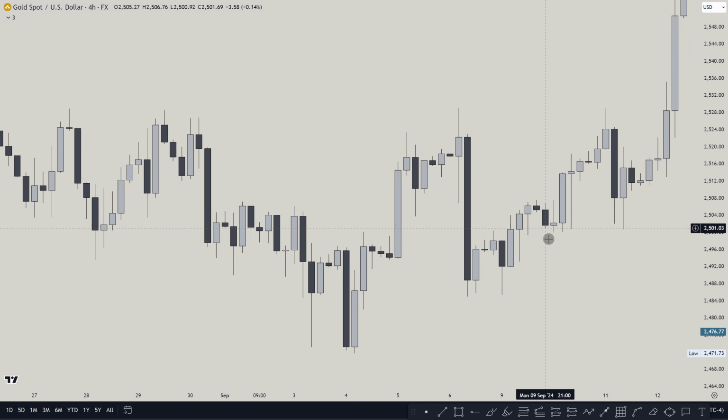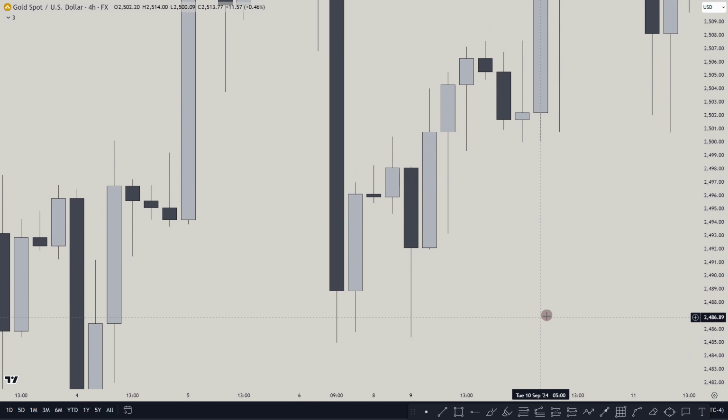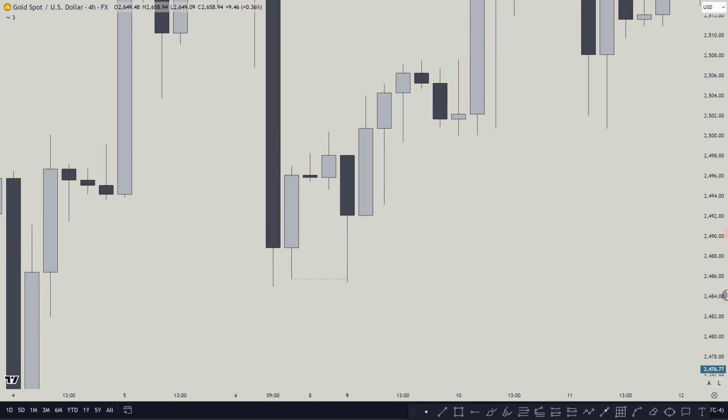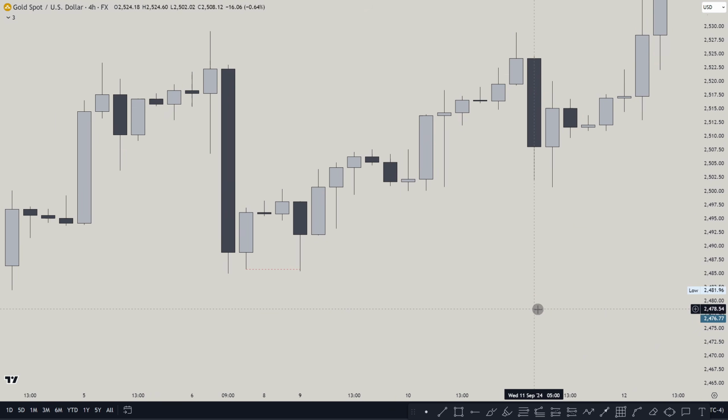Now a valid example that I can see clearly here is this one. You see how we sweep, obviously in the maybe 1 hour. That is a structural liquidity, which I've talked about before. You can just look up my video about trading gold.